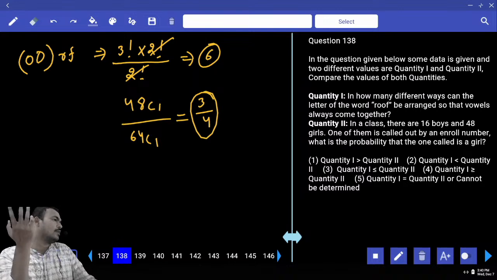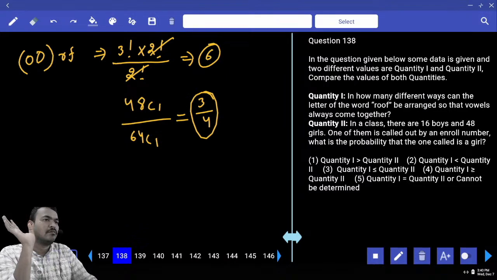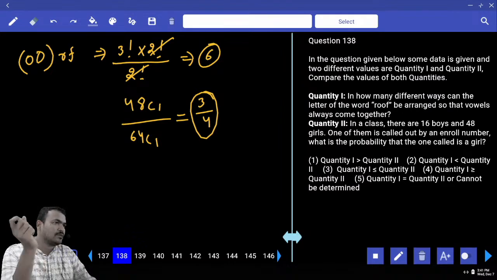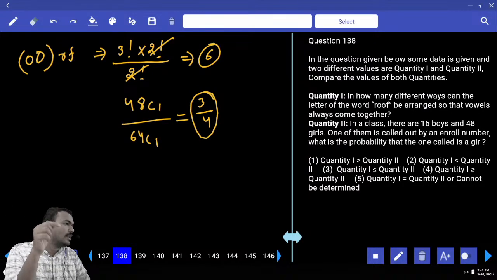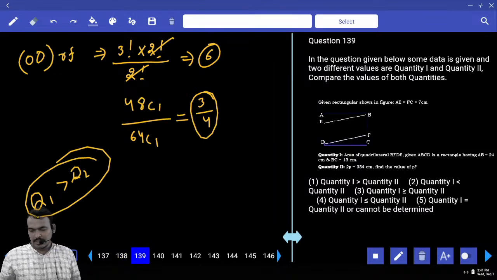I think even without solving we can get the answer. Because in permutation and combination the answer must be more than 1, but in probability the answer must be less than 1. Yes or no? In permutation combination we get an answer more than 1 or less than 1? More than 1. Factorial concept gives more than 1. But in the probability concept we get less than 1. Then the answer is Q1 greater than Q2. Next, 139.